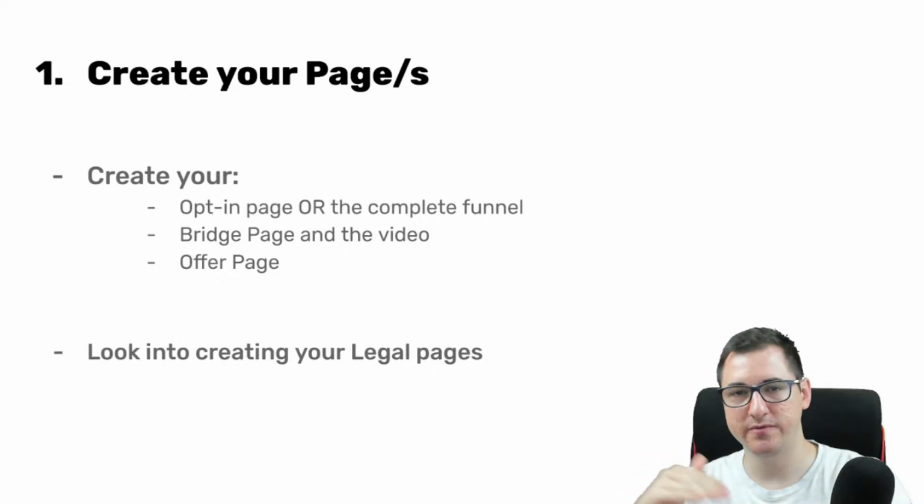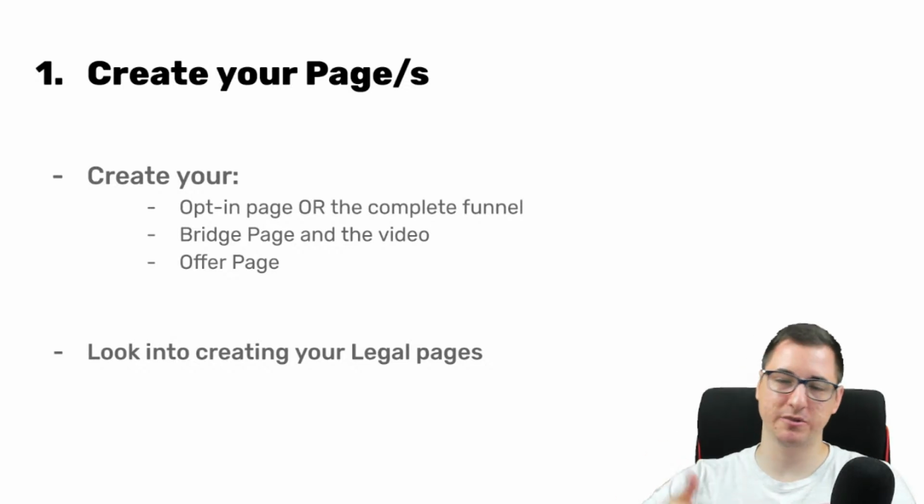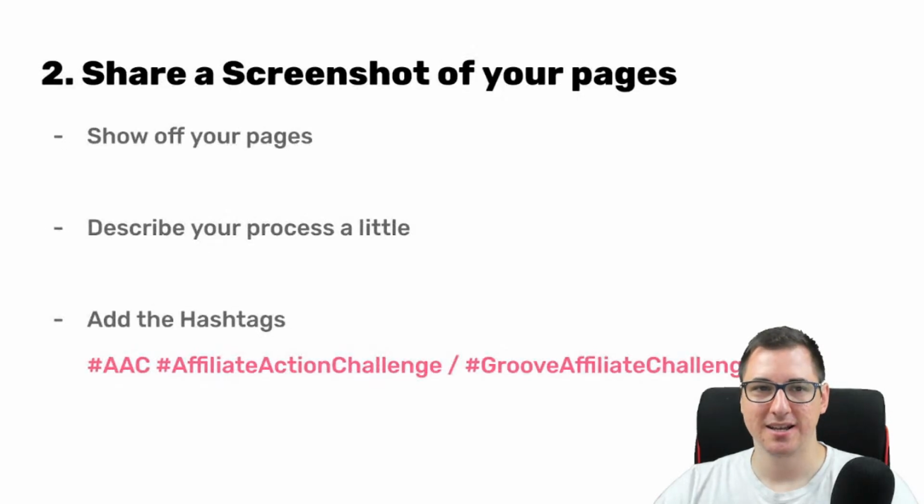Decide which one of these pages you want to go with if you're going with a method with pages, and then create the opt-in pages or the funnel, create the bridge page and the video, or create the offer page. Once that is done, then share the screenshot of your pages, or one of your pages or all of your pages. Describe the process a little bit in the Facebook group, and definitely add the hashtags. Yesterday in the previous task I forgot the hashtag, but today we will not forget it.